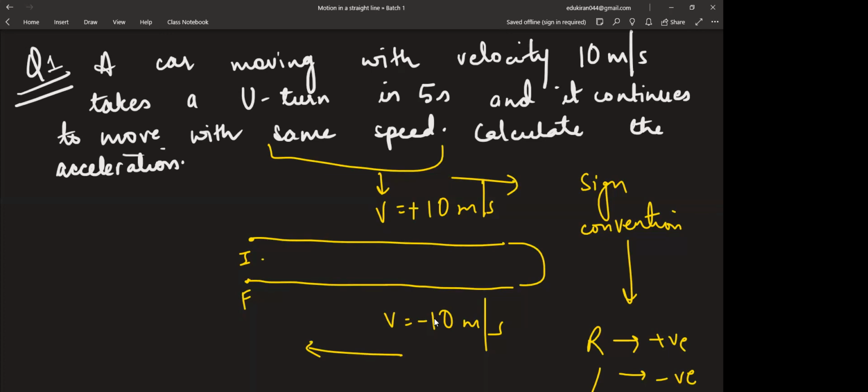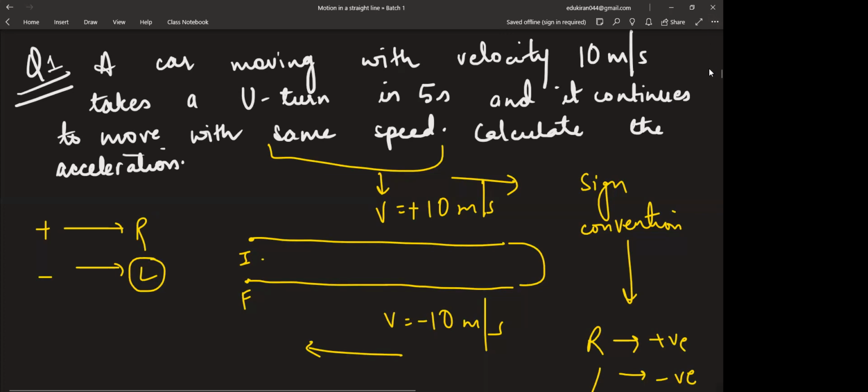I can choose the opposite one also. I can make this negative, I can make this positive. See, sign convention totally depends upon you. It's just that in your final answer, a positive or a negative sign will reflect whatever you've chosen earlier. Like I have chosen left as negative. So if my final answer comes negative, I will say the direction of acceleration is towards the left.